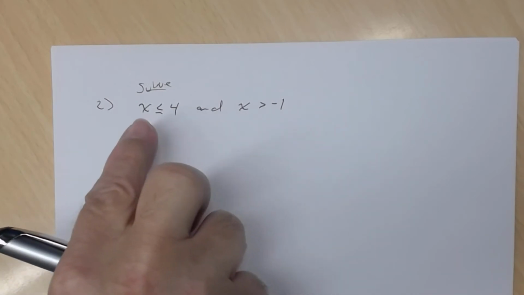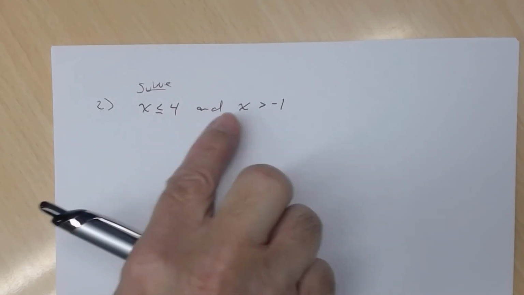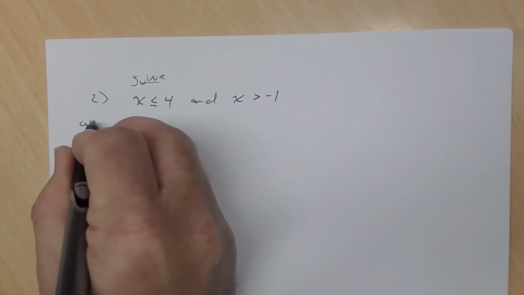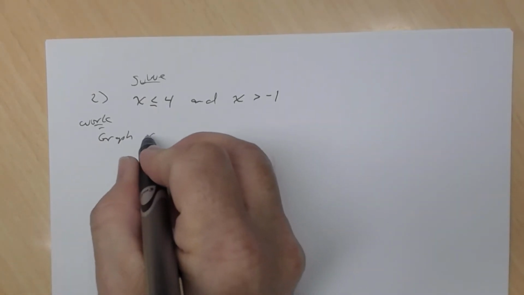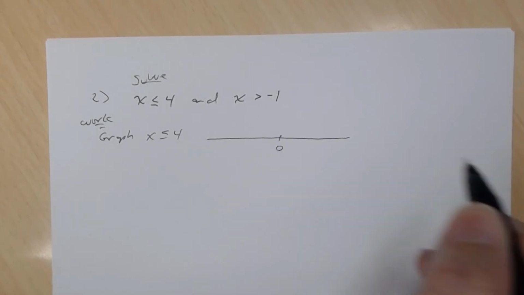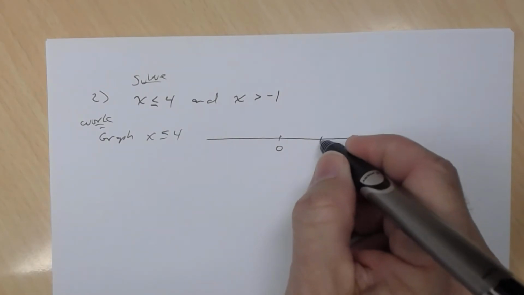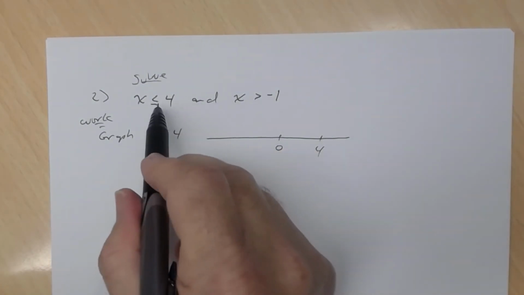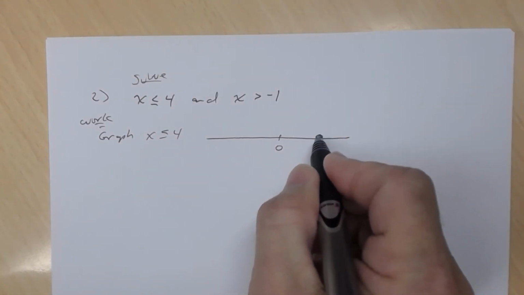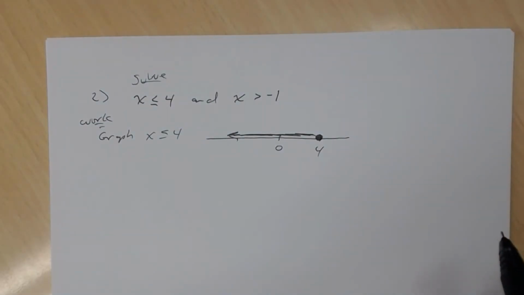The process you're going to go through is you're going to graph the solution to each one individually. This is your work right here. So you can graph x is less than or equal to 4. Here's 0. Always put 0 on here so you can align these. And then 4 is here. Since 4 is a solution because of the equal sign, you're going to use a closed circle, and you're going to shade in all the real numbers less than or equal to 4.